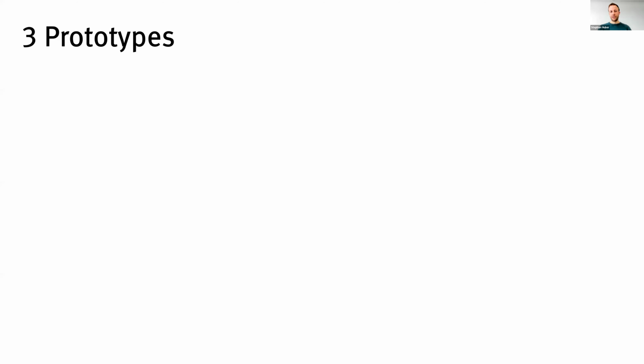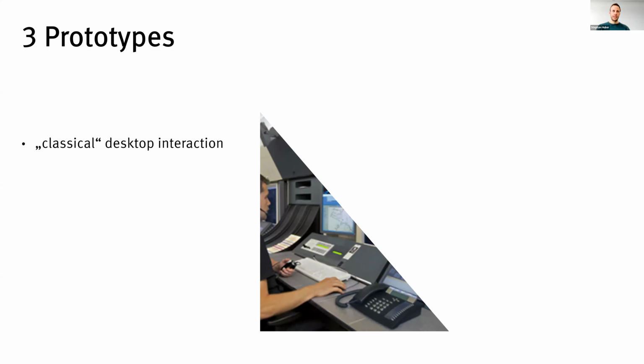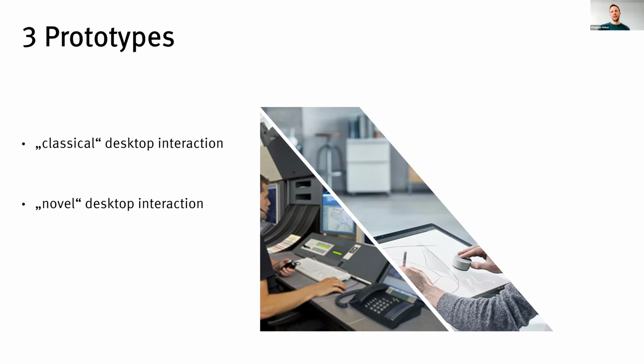We iterated 3 prototypes twice before we did a summative evaluation, and I'll just shortly introduce the concepts behind those 3 prototypes that emerged from the visioning process. First is the classical desktop interaction, using a mouse, using a keyboard, using one or not too many screens. This is also implemented in many control centers worldwide already.